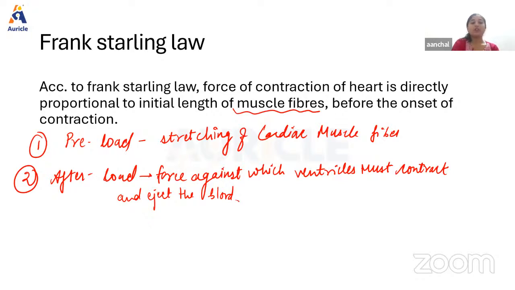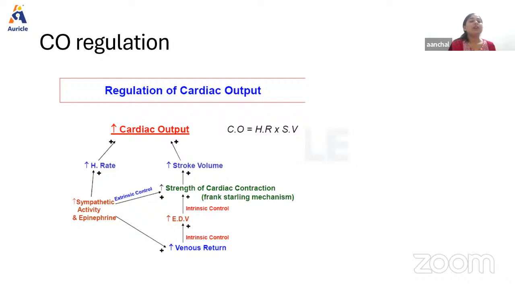Okay, now next we have another thing, that is cardiac output regulation. So in the last class we have already learned what is cardiac output, what are the factors that are regulating cardiac output, what are the variations. So already we have learned the cardiac output. So in today's class we're going to learn about the regulation. Okay.